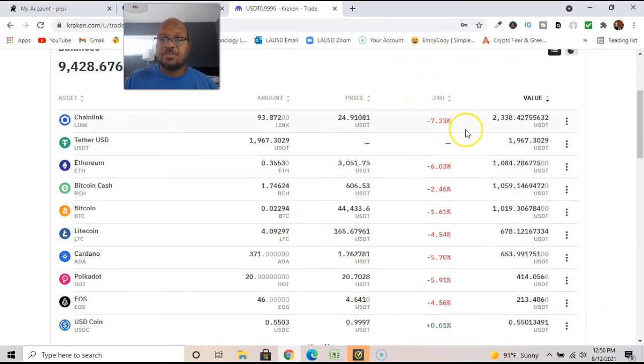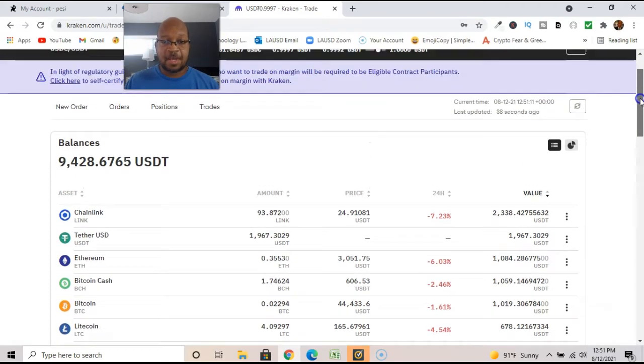The 24 hours column tells you what's going on in the market, and it's sort of a snapshot of what's been happening for the past 24 hours. So within the past 24 hours, Chainlink has gone down 7.23%. Of course, this number fluctuates. Sometimes it's green, sometimes it's red, depending on what's happening in the market. So those are the basics of this page.